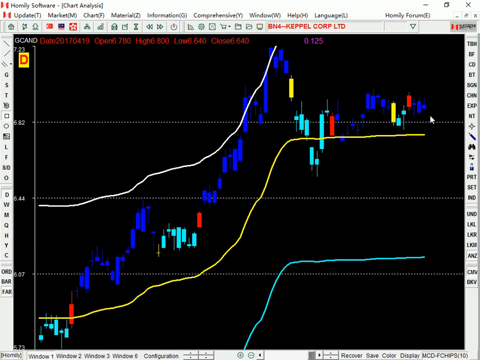Yellow line is up. The yellow candlestick. Sell or not? Wait. Or hold your stocks. Then the third one. The yellow line is down. The red candlestick. Buy or not? Wait.